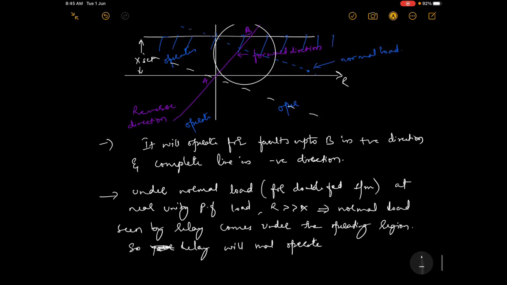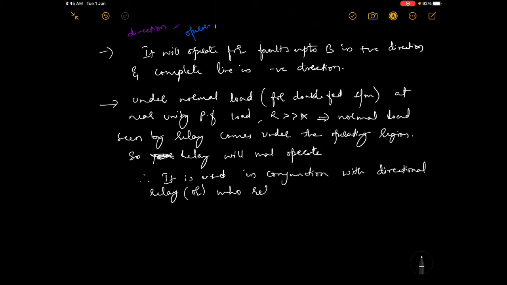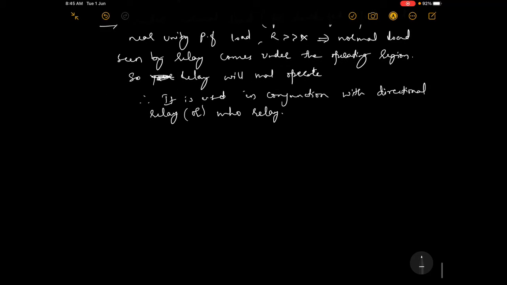So this reactance relay is used in conjunction with a mho or directional relay. Therefore it is used in conjunction with a directional relay or mho relay. Did you get it?